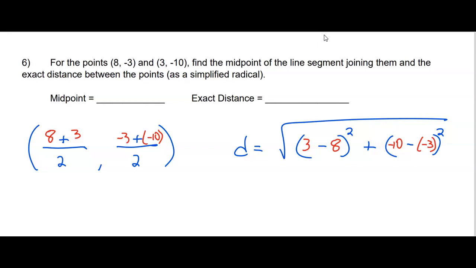Okay, now we just simplify. 8 plus 3 is 11 over 2. -3 minus 10 is -13 over 2. That is the midpoint.